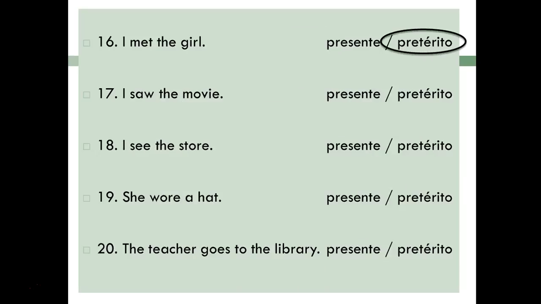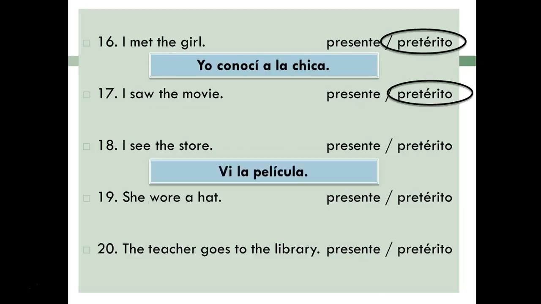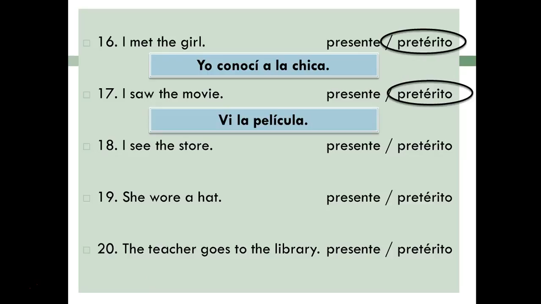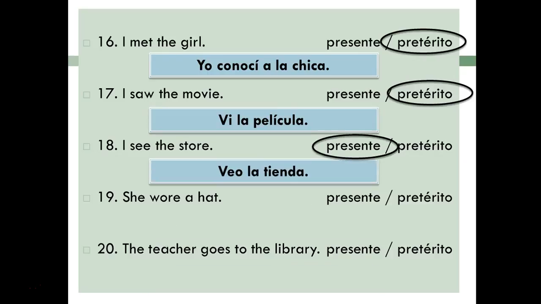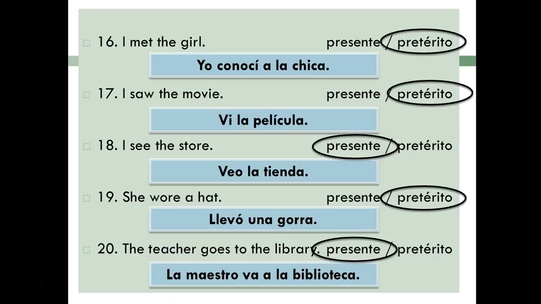I met the girl. Pretérito. Yo conocí a la chica. I saw the movie. Pretérito. Yo vi la película. I see the store. Presente. Veo la tienda. She wore a hat. Pretérito. Llevó una gorra. The teacher goes to the library. Presente. La maestra va a la biblioteca.